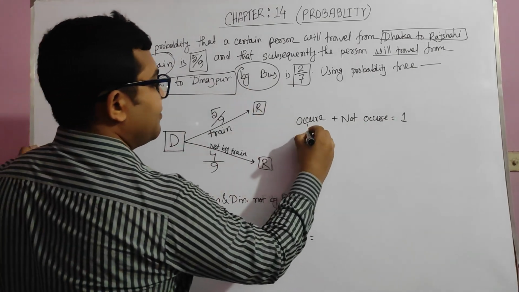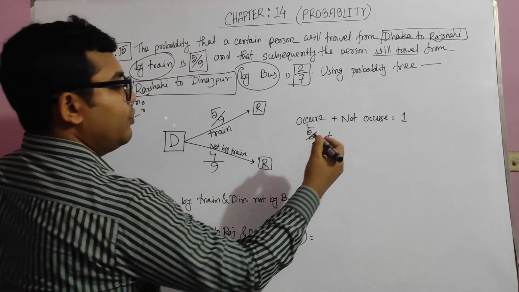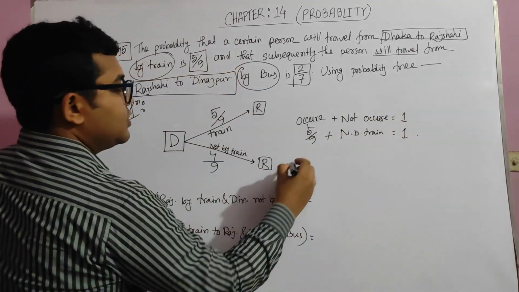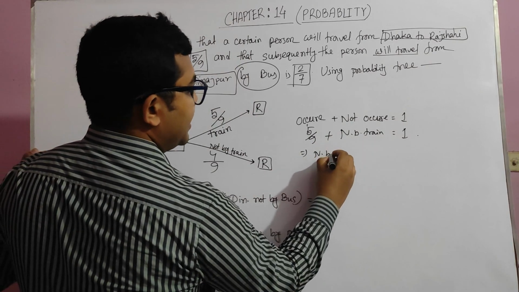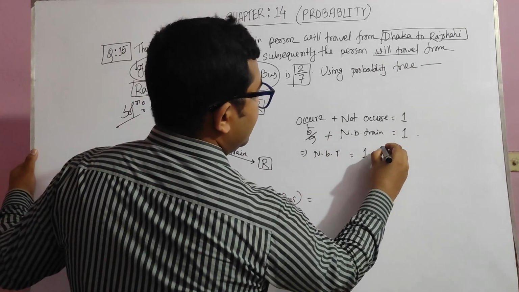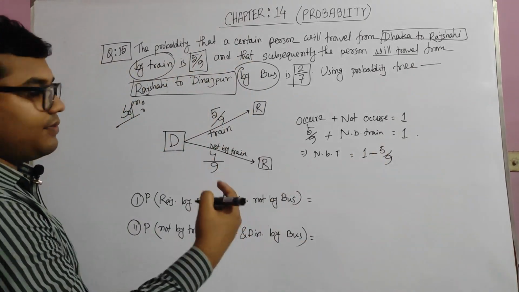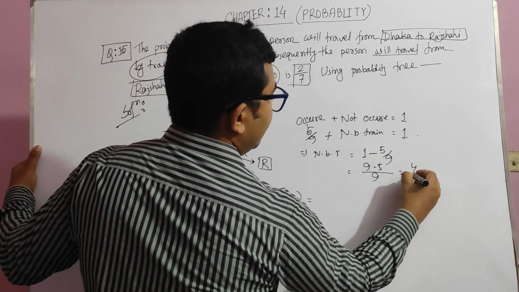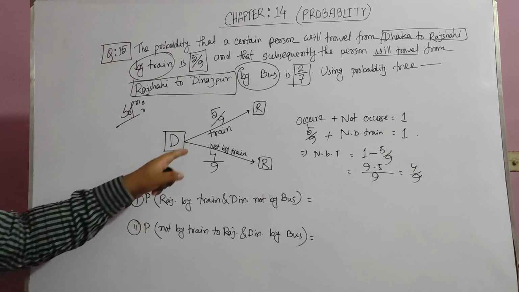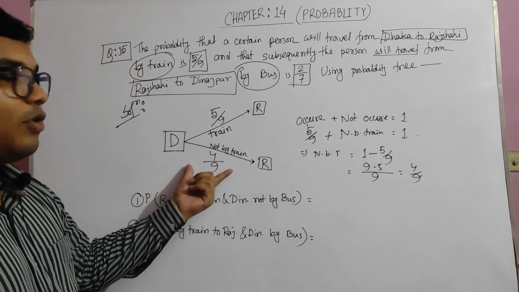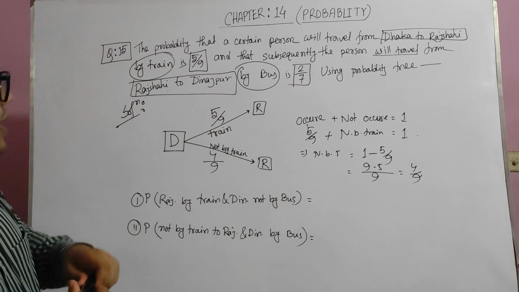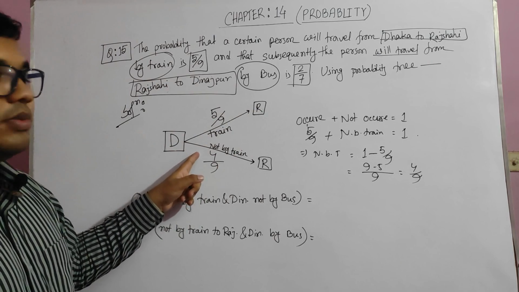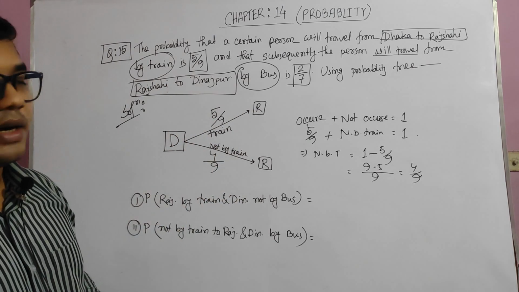So by train is 5 by 9 plus not by train, we don't know what, equals to 1. So not by train can be 1 minus 5 by 9, and if we calculate this, we get 9 minus 5, which is 4 by 9. Or directly we can think that among 9 times, 5 times he journeyed by train and the rest of the 4 times he journeyed not by train.